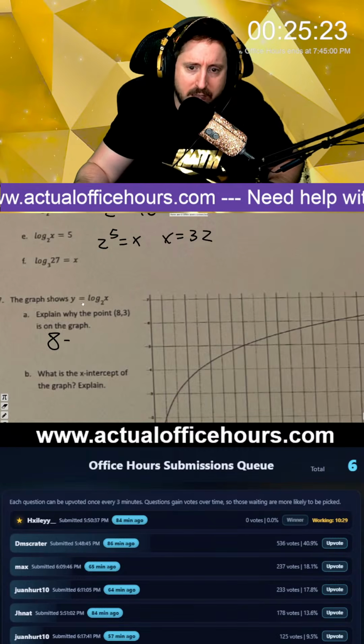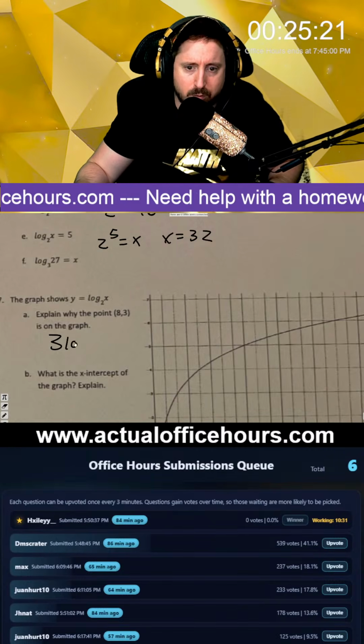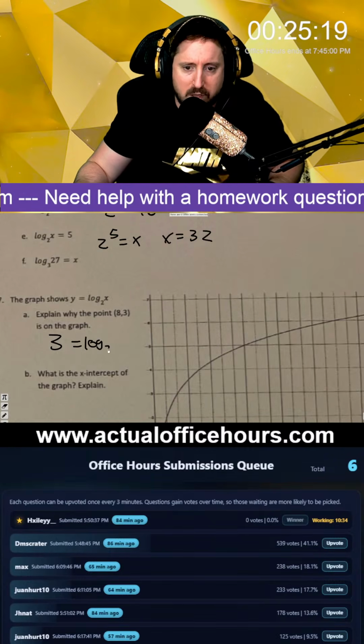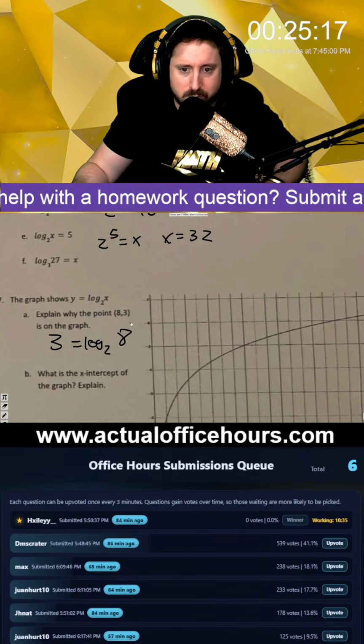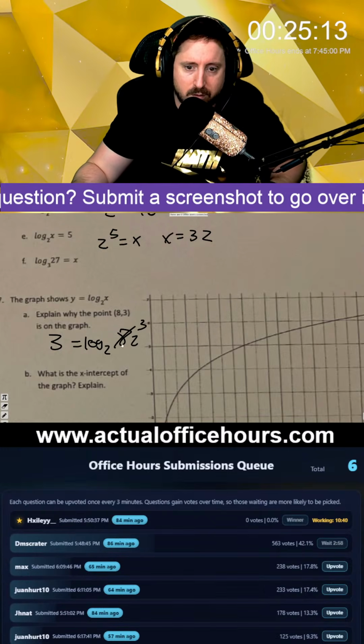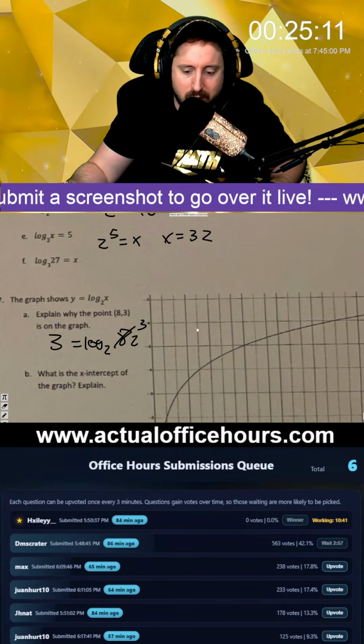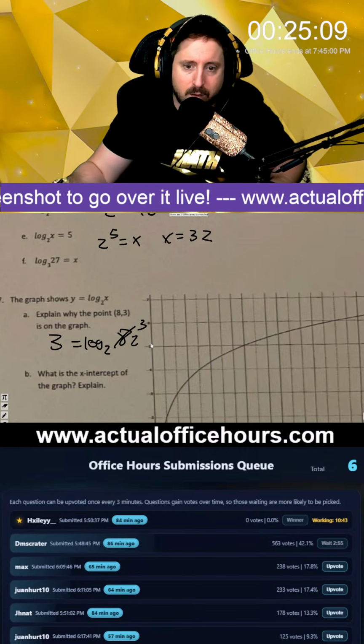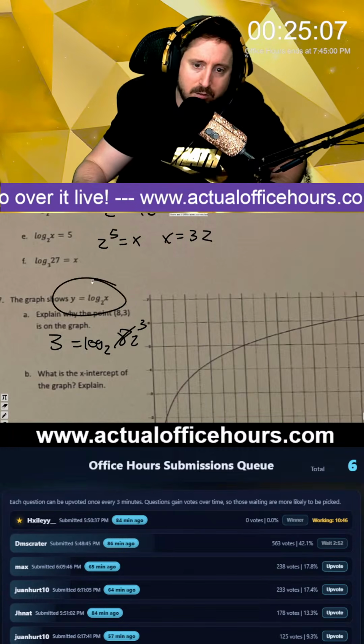Sorry, no, 8 is equal to x. 3 is equal to log base 2 of 8. That's true, because 8 is the same thing as 2 to the 3rd, right? And so that's 3 log base 2 of 2, 3 equals 3. That's it. This is it in logarithmic form.